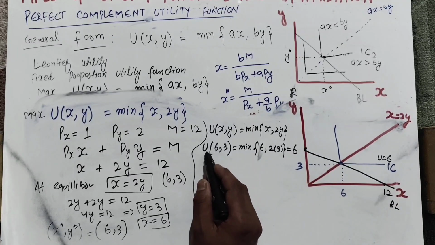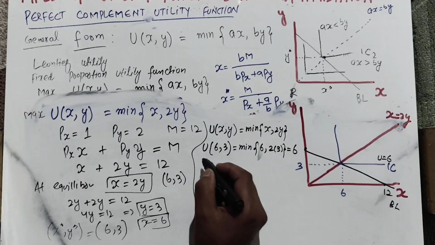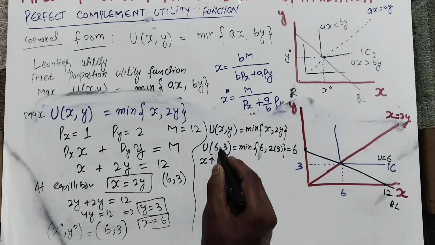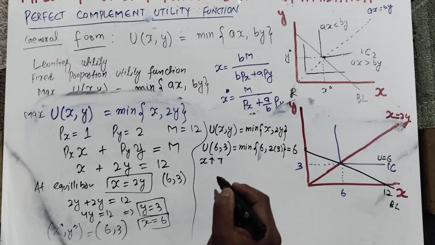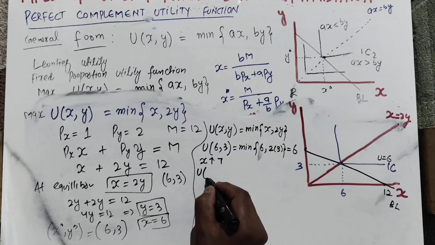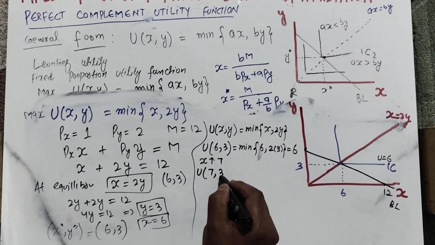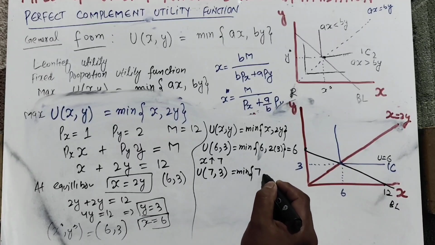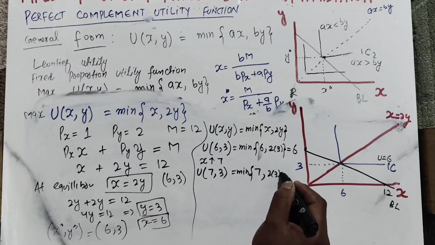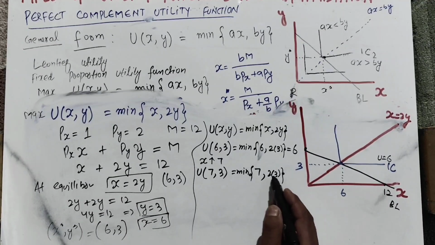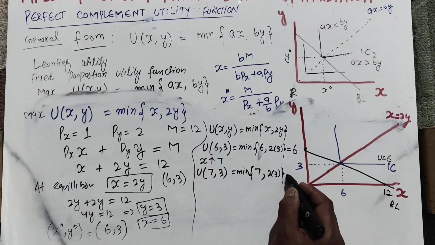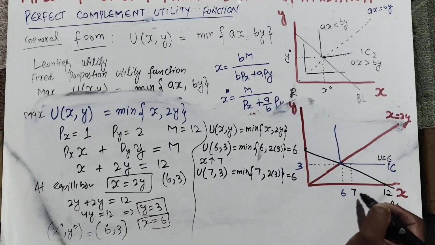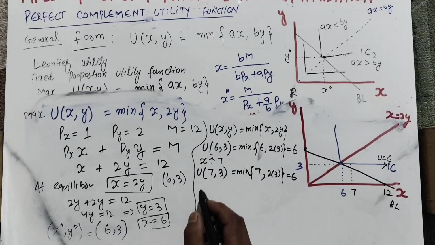Now if I increase x to 7, so let us suppose I increase x from 6 to 7, so what will be our utility? So u will be equal to 7 3, which is minimum of 7 and 2 into 3 again, so the minimum of 2 into 3 is 6 and 7 is again 6. So if I change it to 7, still I am getting a utility of 6.